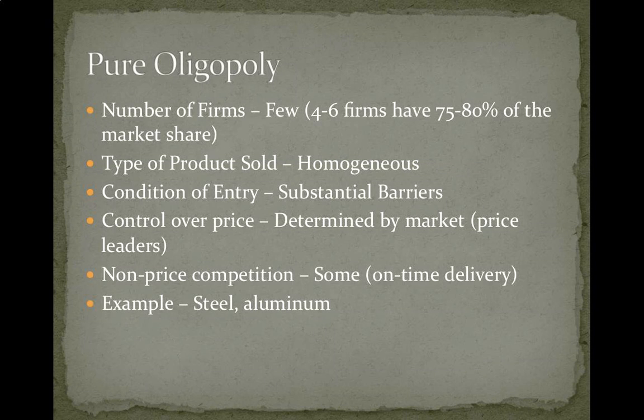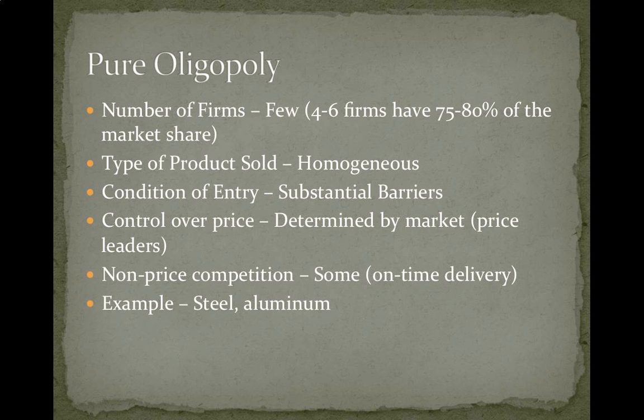Okay, we're going to start up with oligopolies. There is a pure oligopoly and a differentiated oligopoly, and they're fairly similar in terms of the number of firms. You have 4 to 6 firms in this particular industry or market that dominate between 75 and 80% of the market share. There can be other firms in there, but they really have no impact on the market.